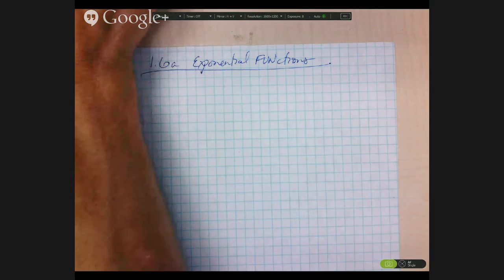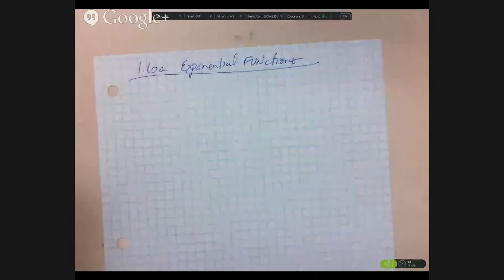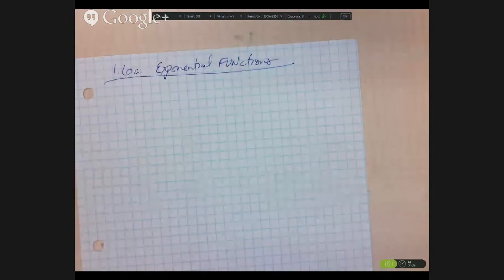Okay, we're on 1.6, exponential and logarithmic functions. I am going to do the first half today, exponentials and the number e. Then we'll go to the next video, logarithms and some applications of those.